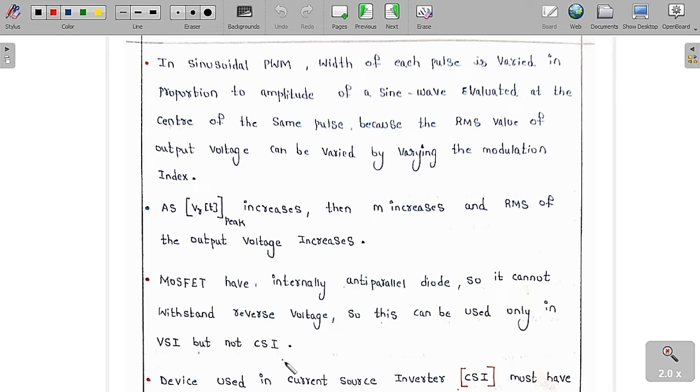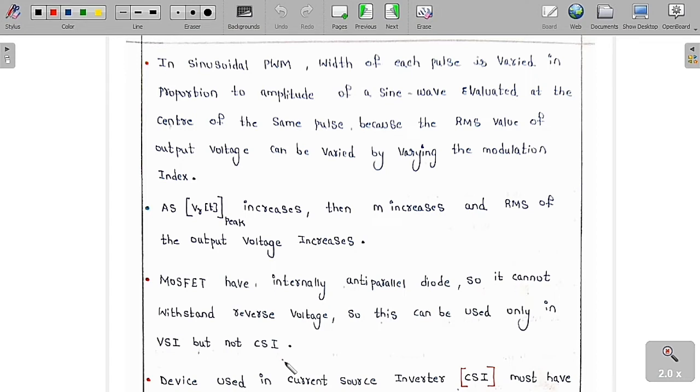So MOSFETs have an internal anti-parallel diode, so they cannot withstand the reverse voltage. So they can be used only in the voltage source inverter, but not in the current source inverter, because I have already told you that in the current source inverter natural commutation is possible. So they should even withstand the reverse voltage.